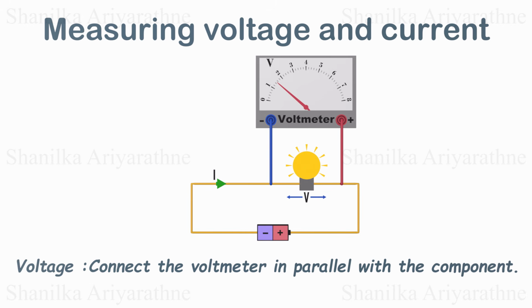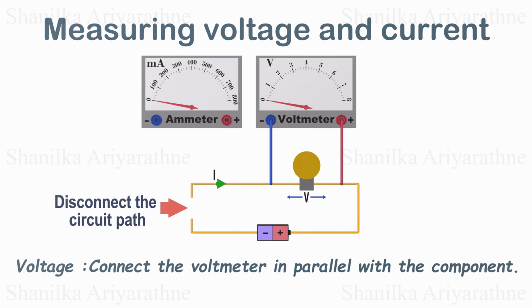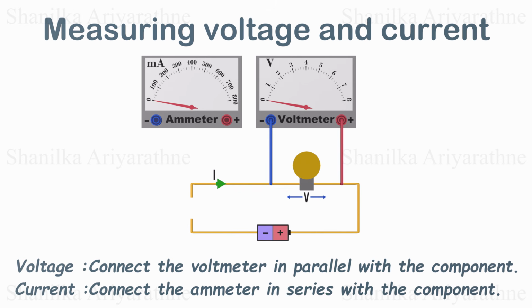To measure the current through a circuit, we use an ammeter. Connecting an ammeter is a bit trickier than a voltmeter. First, you have to disconnect the circuit path where you want to measure the current. Then connect the ammeter in series and complete the circuit, like this.